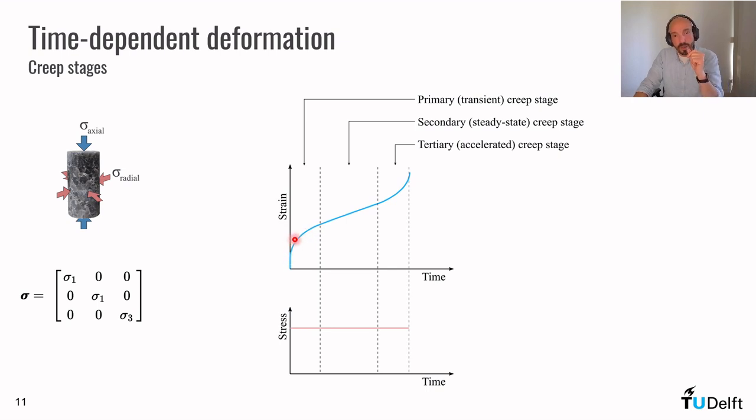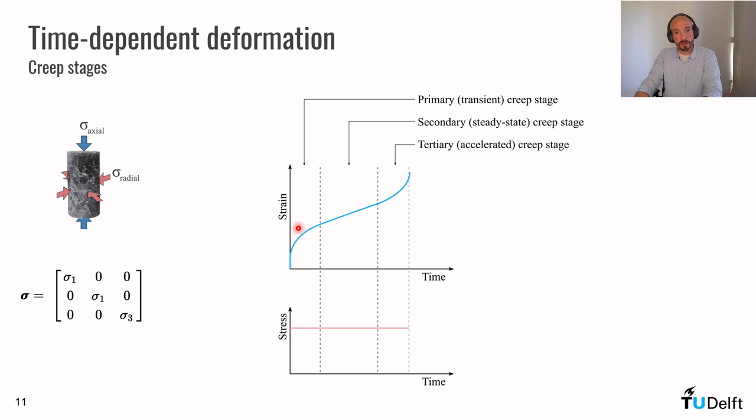While the strain rate is decreasing, we call it primary creep stage or transient creep stage, because the strain rate is changing over time. When the strain rate stabilizes, we call it secondary creep stage or steady state creep. And if we're operating in the dilatancy region, the strain rate can start to increase again, and this defines the tertiary creep stage or accelerated creep.